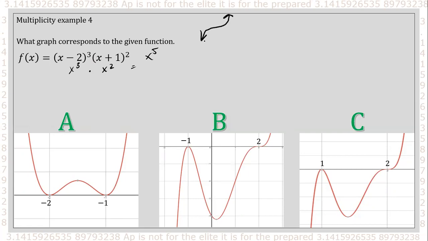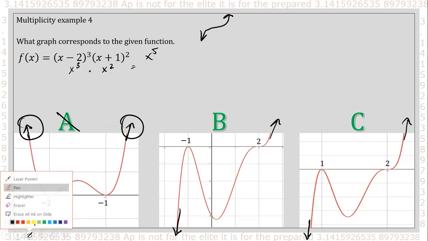Meaning my end behavior should be the left-hand side pointing down, the right-hand side pointing up. So by process of elimination, I can see that A is not it, because both of these end behaviors are pointing up. But this one, my B, is already pointing down on the left and pointing up on the right. Same goes for C. So B and C are an option.